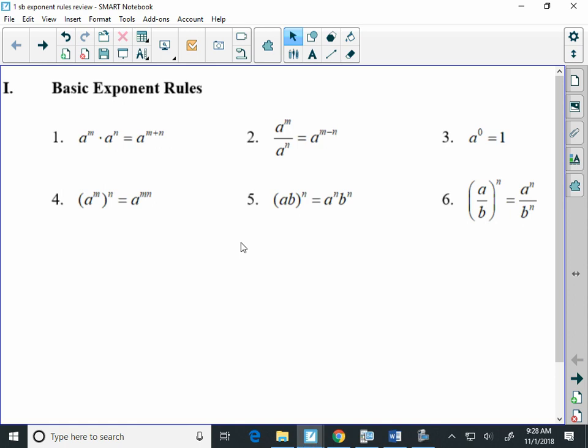There's some power rules down here on 4, 5, and 6. And in general, what 4 says is that a to the m raised to the n means that we multiply those exponents. And if you had me, Mrs. Danhoff, for Algebra 2, I'd like to say that you superpower those. When we superpower, we multiply.